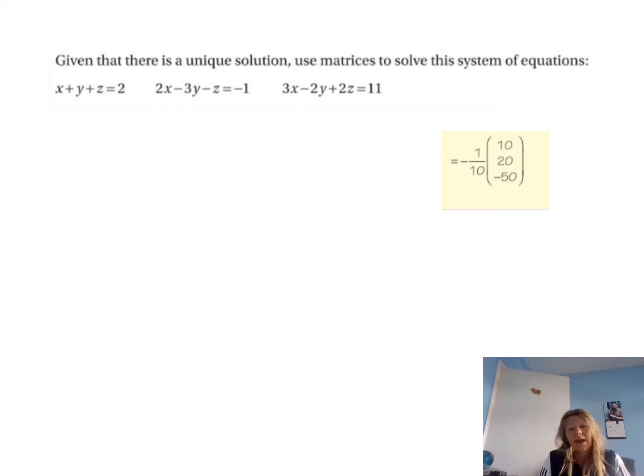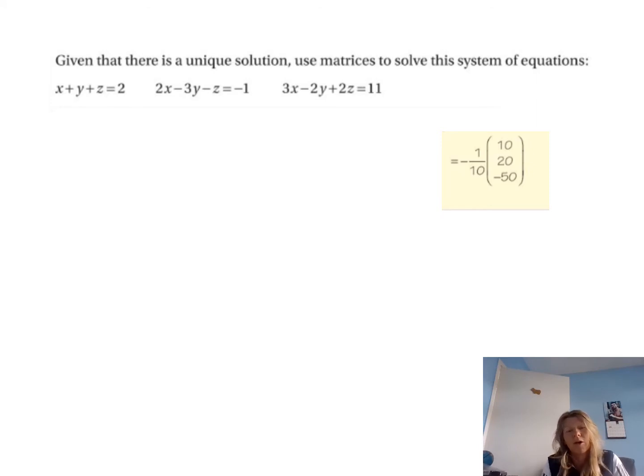Okay, here we are again. We've given a little starter question here. Remember what we did in Matrices lesson 3. It was all about solving simultaneous equations. So could you solve these? We're given a unique solution for these matrices. Use the matrices to solve these equations.